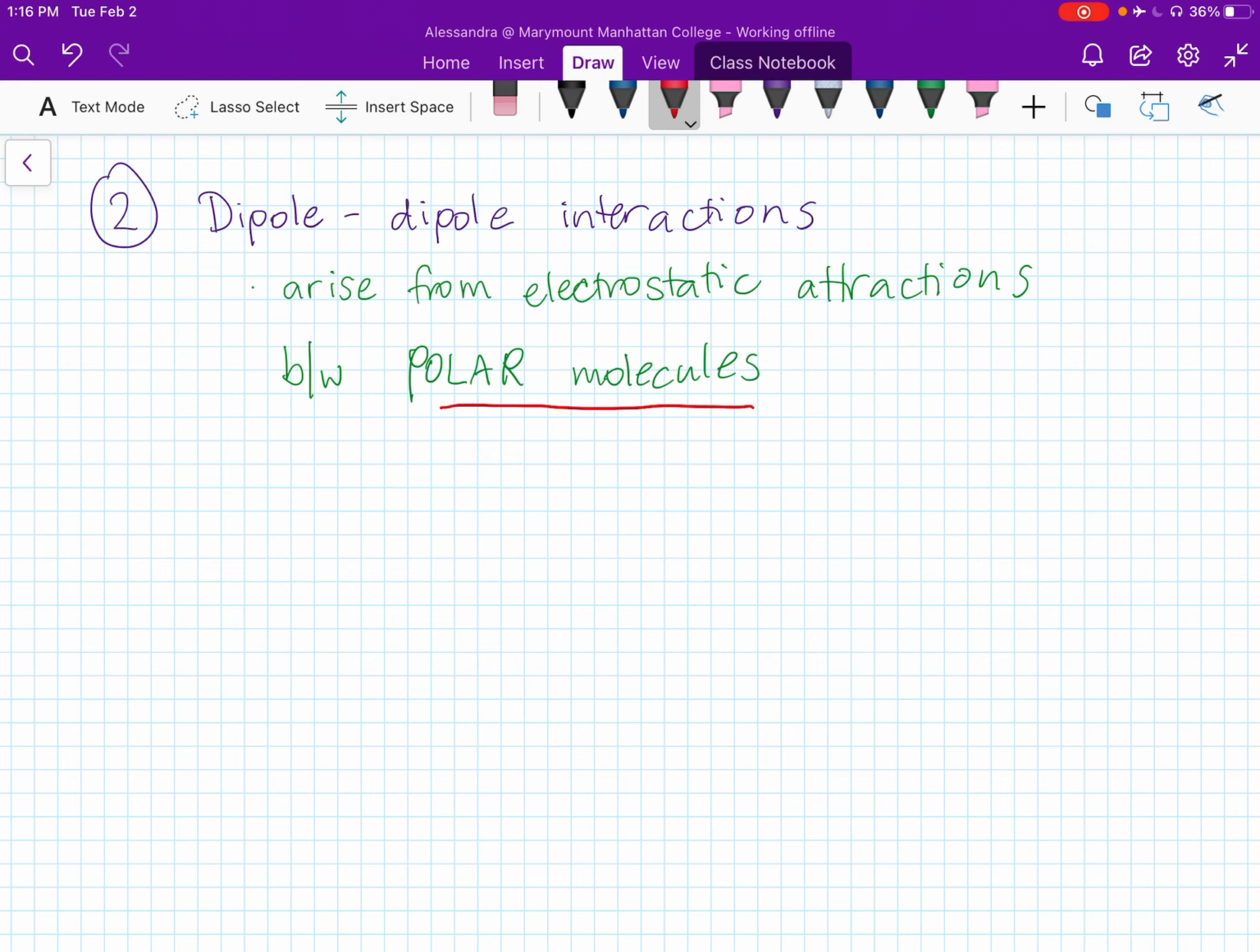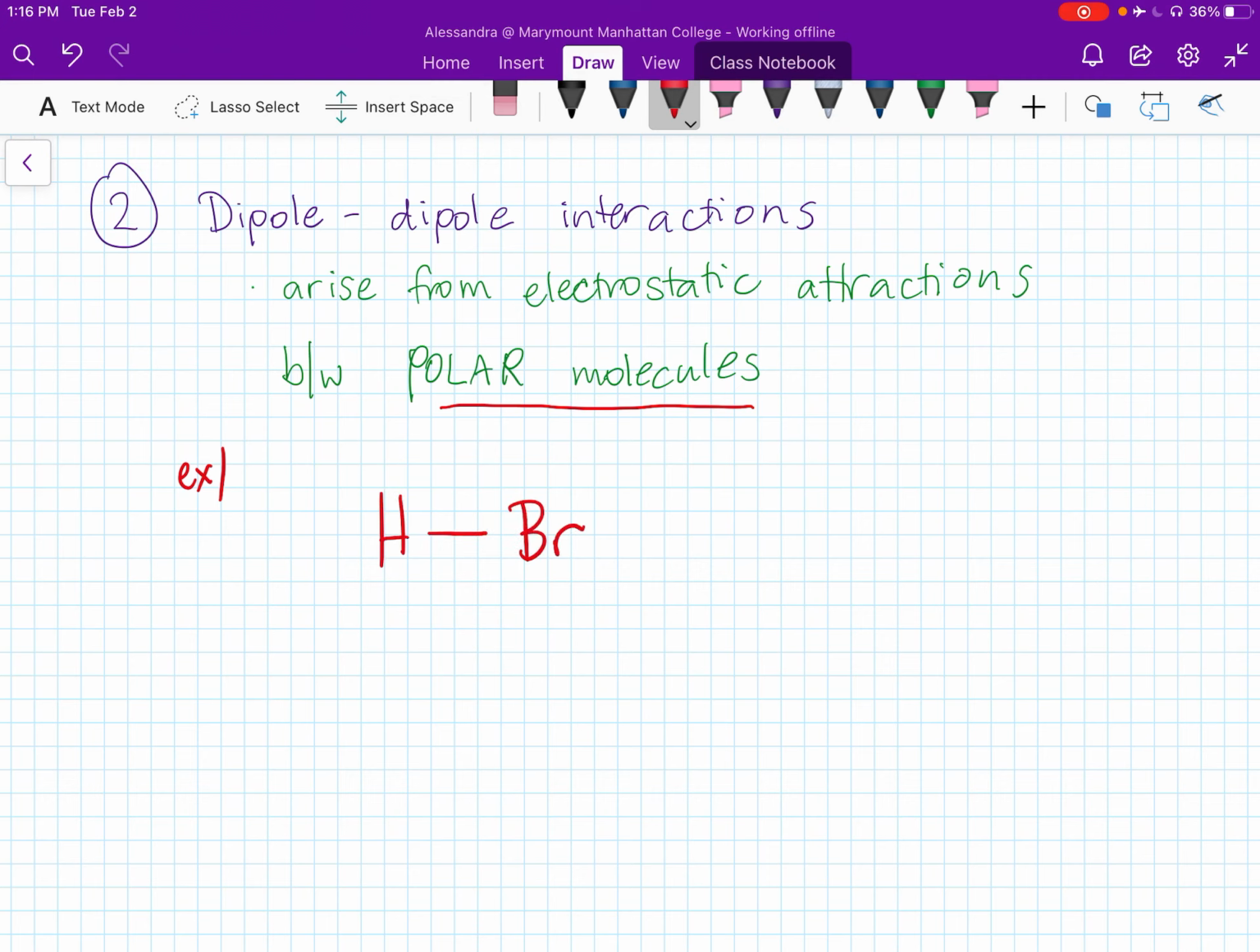Dipole-dipole interactions give rise to much higher boiling points, and they change a whole host of other properties that we're going to talk about later in this chapter. Let's take an example of a polar molecule. Let's take HBr. So HBr, let's think about molecular gas phase HBr.